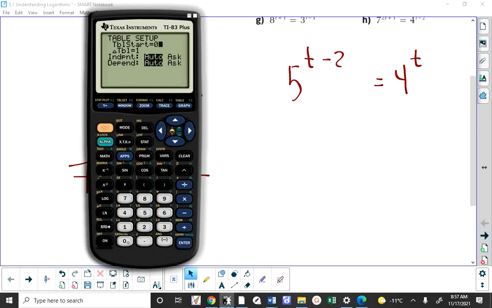So I'm going to start at 0 and I'm going to go up by, well, let's just start by going up by 25. We can pick any number we want, but I think we're going to have to, well, maybe we don't have to go up that high. Let's go up by 1. Let's just see what happens first.